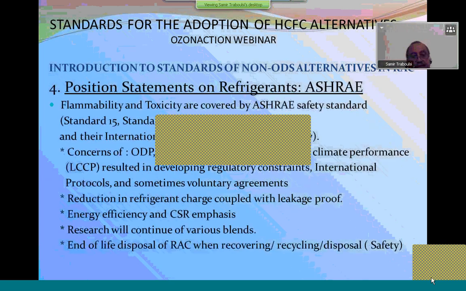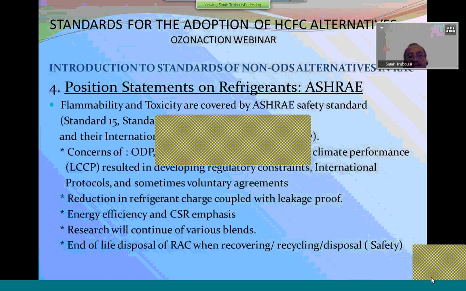FRAE has developed 3 position statements, and these position statements are revisited every 3 years. It has an expiry period. The safety position statement has to be revisited every 3 years, as well as a standard. We have attached 3 standards.